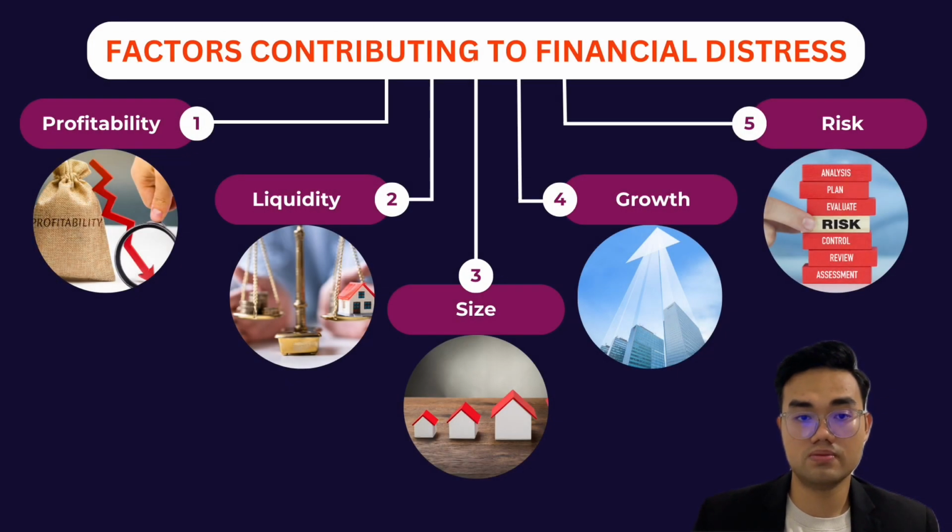So the factors contributing to financial distress are profitability, liquidity, size, growth, and risk. In terms of profitability, lower profitability will lead to a higher level of financial distress that increases the chance to fall into bankruptcy. Thus, it implies that there is a negative relationship between profitability and financial distress. Bankruptcy happens when the firms which face financial distress are unable to finance their financial obligations.